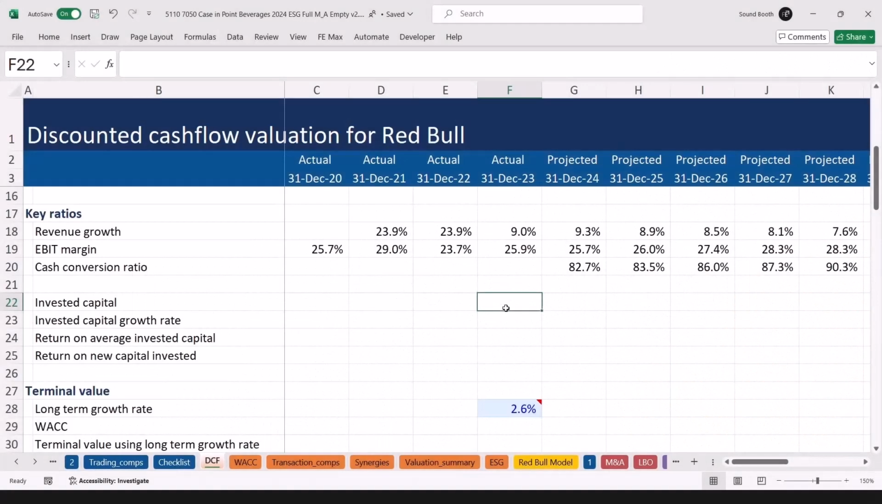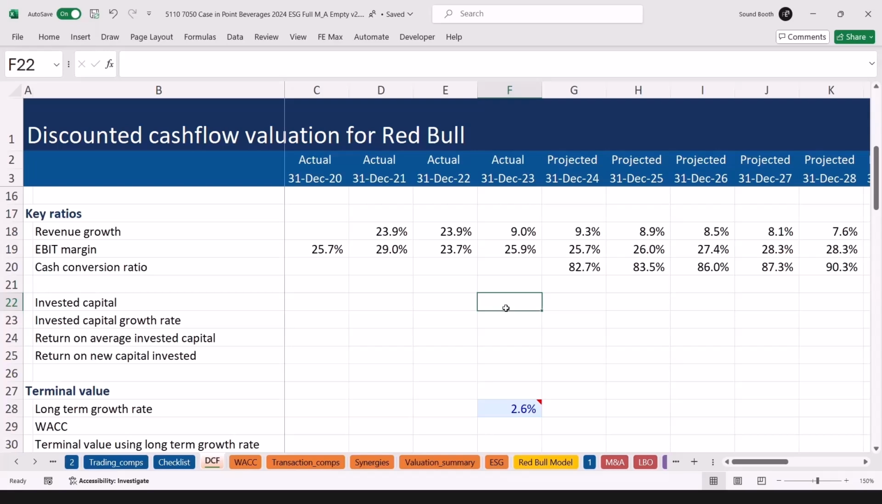Once we've done the key performance ratios like revenue growth, EBIT margin, and cash conversion ratio, we now need to take a look at the invested capital. The aim here is to understand that as a company starts to slow in growth, that's usually caused by a lowering of the return on invested capital, and specifically not just the average invested capital, but the incremental return on the incremental investment. We measure that by something called return on new capital invested.